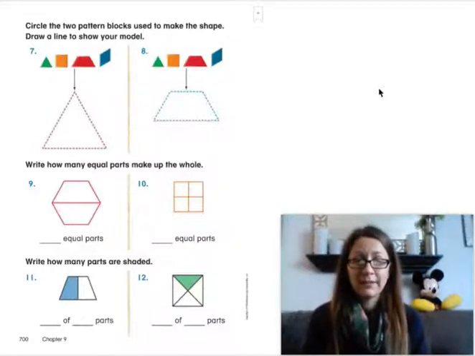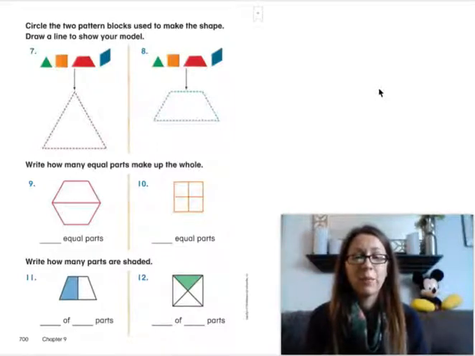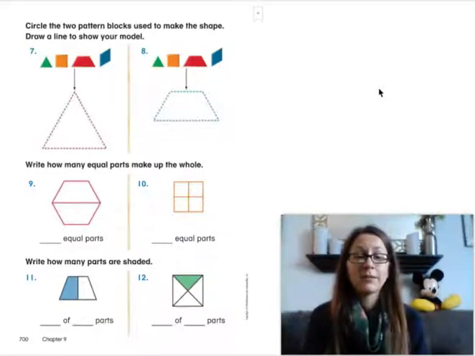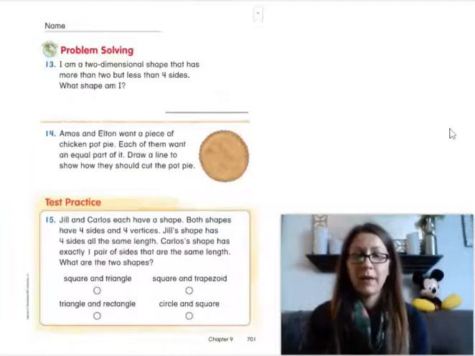Number 9 and number 10. Your directions are to write how many equal parts make up the whole. So for number 9, you have a hexagon, and for number 10, you have a square. You have to write down how many equal parts each of those shapes is divided into. Number 11 and number 12. Your directions are to write how many parts are shaded. So make sure that you're really careful with this when we talked about this when we did halves and when we did quarters. Okay, our last page that we are going to do for our test.